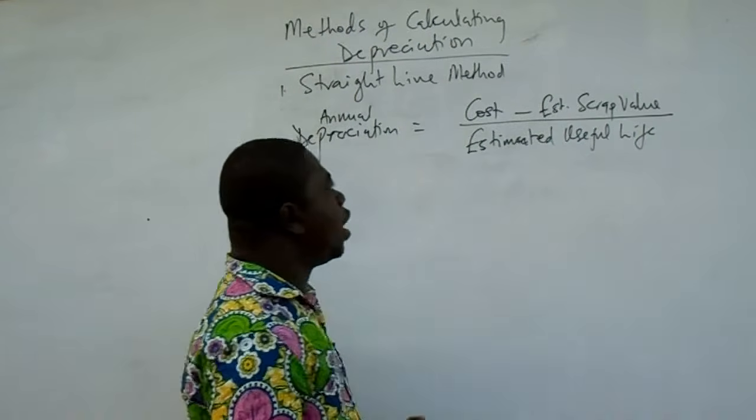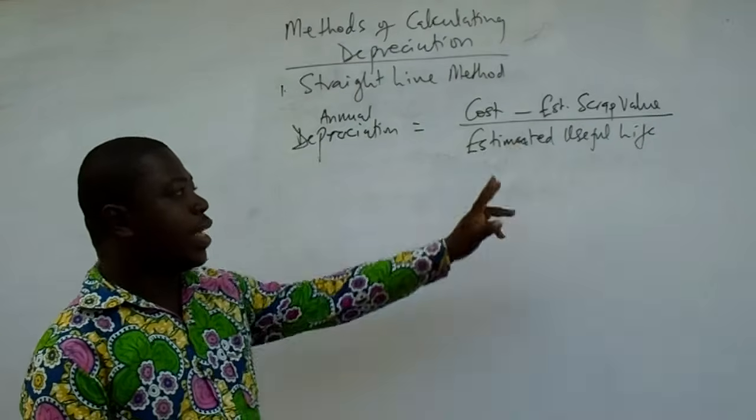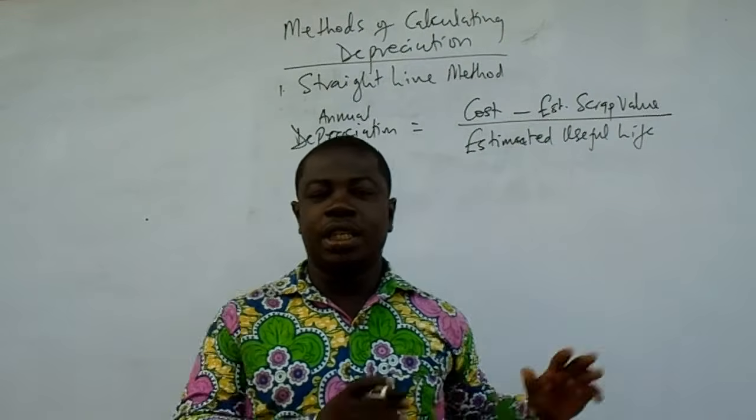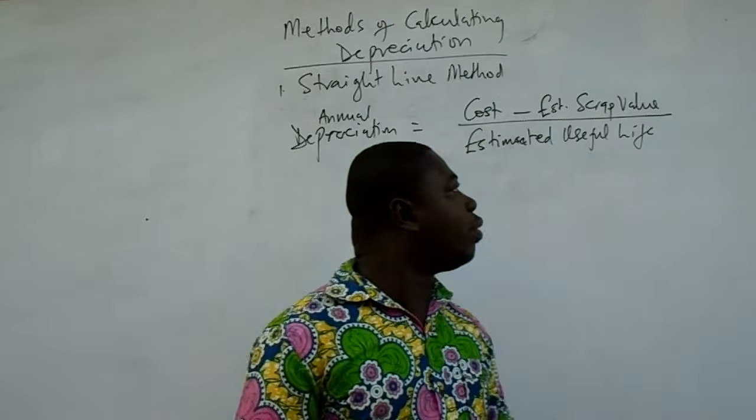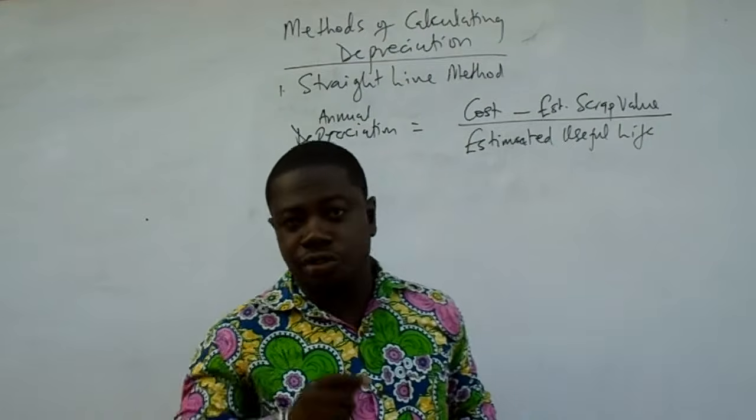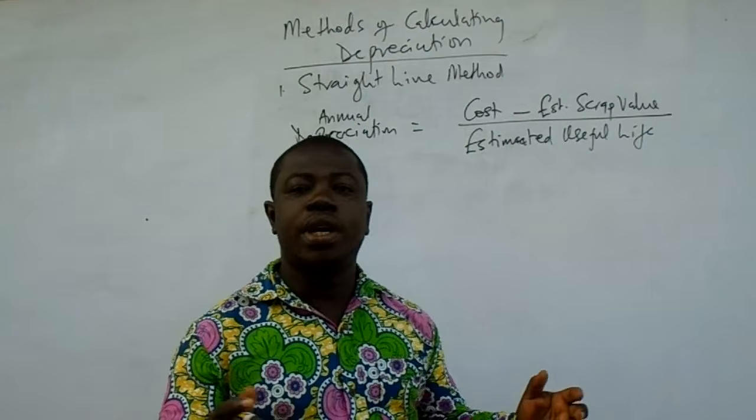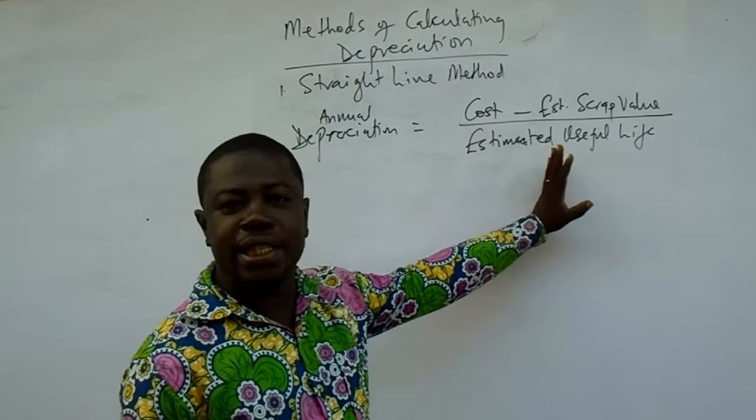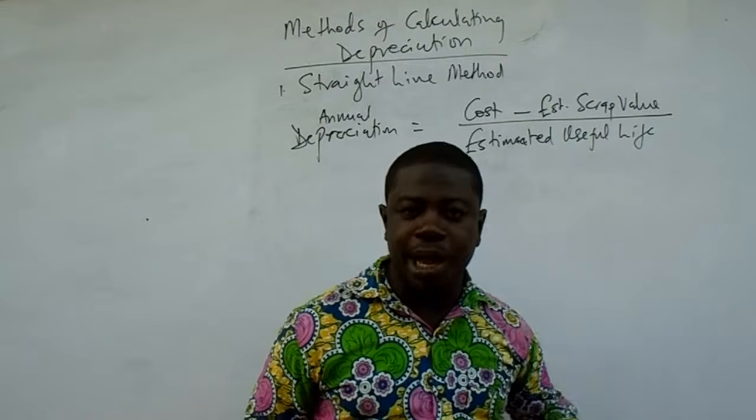Of the assets. And so what we do is that it is the cost minus your scrap value over the estimated useful life. This is the formula for calculating depreciation with the straight line method. Of course, you can get percentages as well. And so it's either you are getting to use this formula or you are going by percentages.